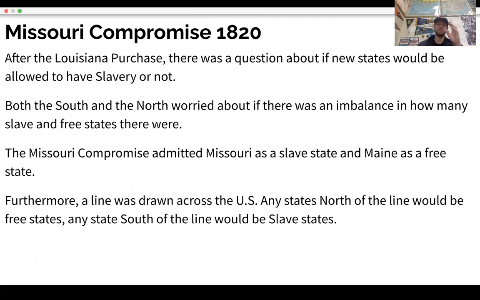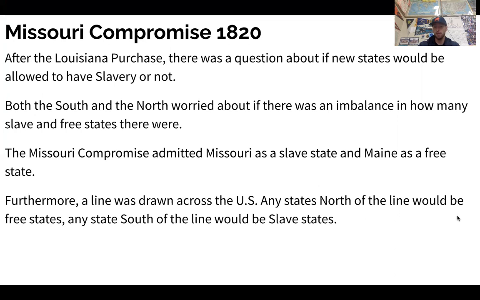First big one is the Missouri Compromise of 1820. So after the Louisiana Purchase, there was a question about if new states, let me move my screen so you guys can read, if new states would be allowed to have slavery or not. Both the South and the North worried about an imbalance in how many slave and free states there were. They didn't want one more slave state than free states or vice versa, because then one side would have a little bit more power.